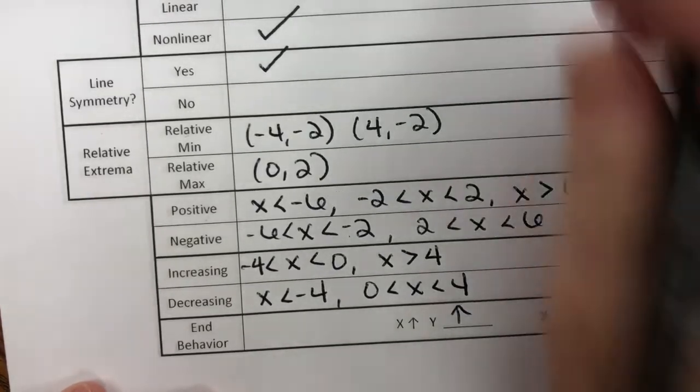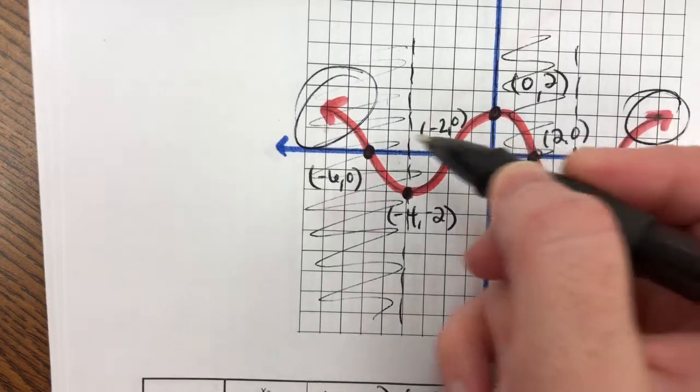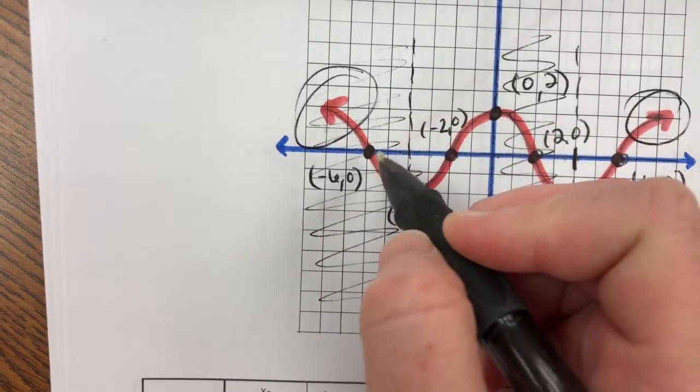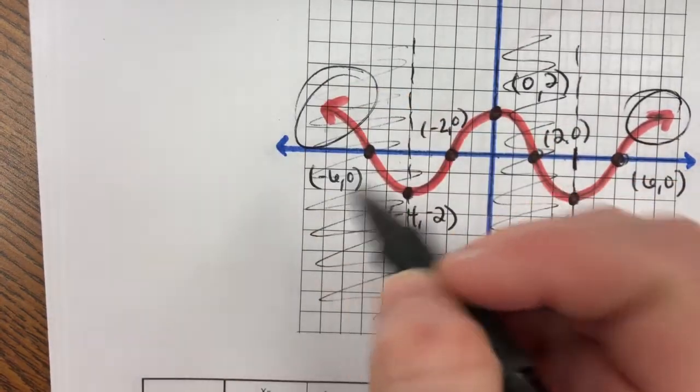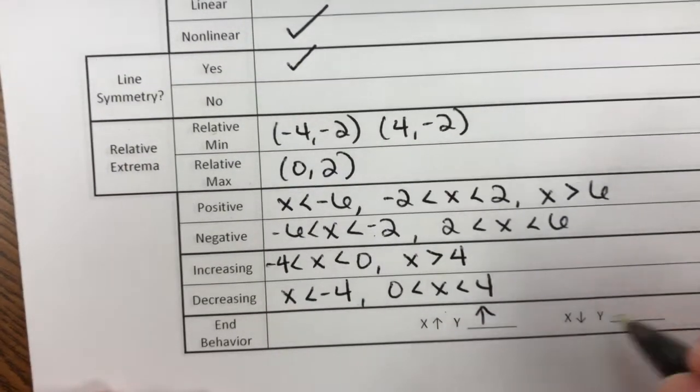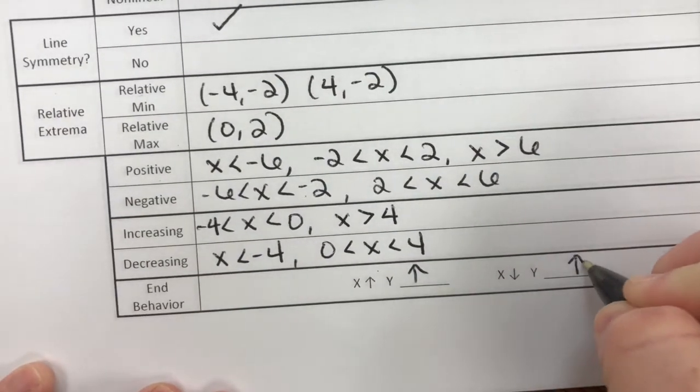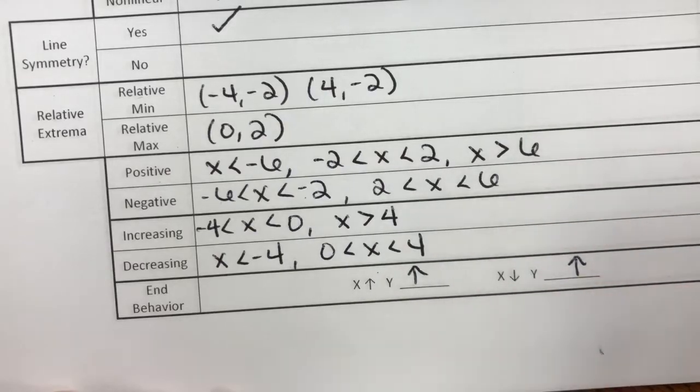And then as x goes down, as we go to the left, what direction is my graph going? Is it going down or is it going up? It's going up. I'm climbing up the y-axis again. So as x goes down, y goes up. My two ends are going up.